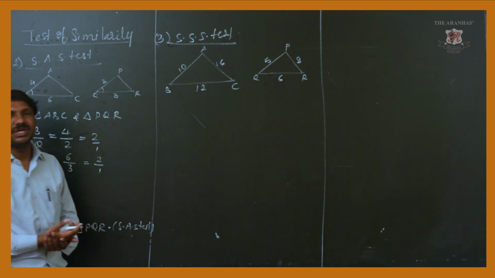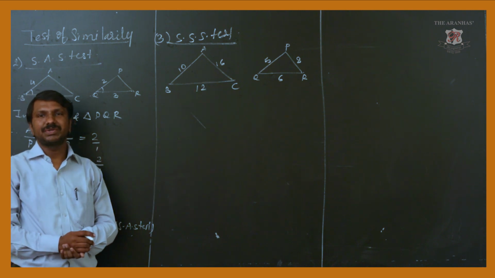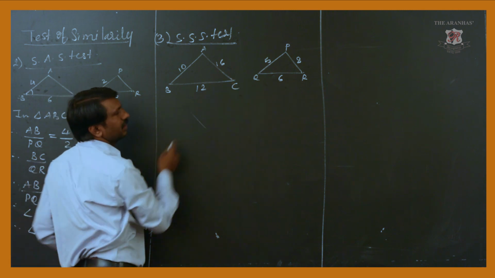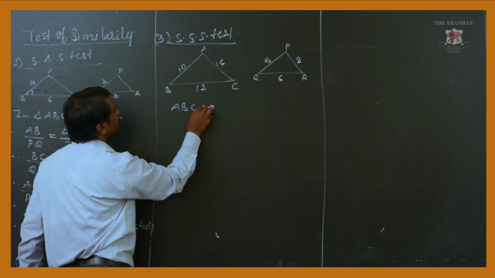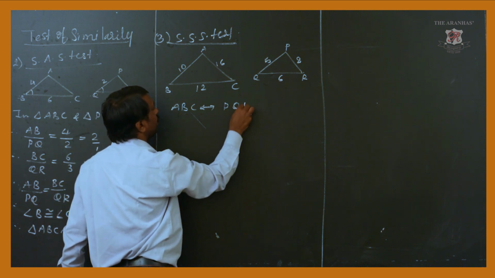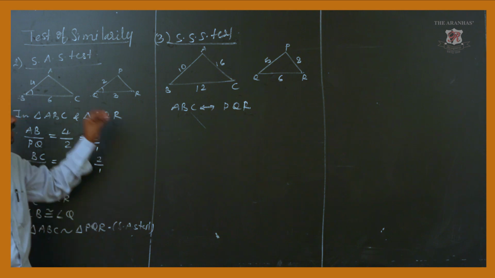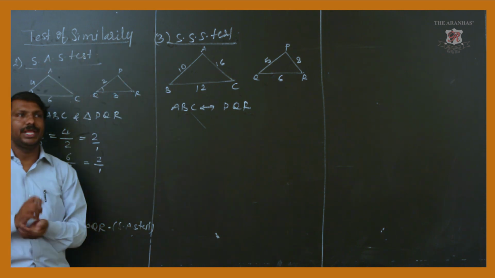So, these are the measurements of the lengths of the sides of the triangles. Now, what will we do? We will start to compare their correspondence. The correspondence is ABC to PQR. These are the matching vertices of the two triangles, and according to that we are going to compare their side ratios also.